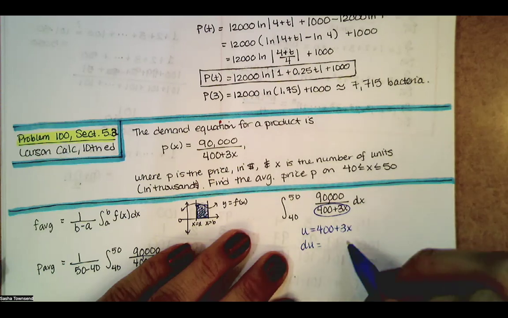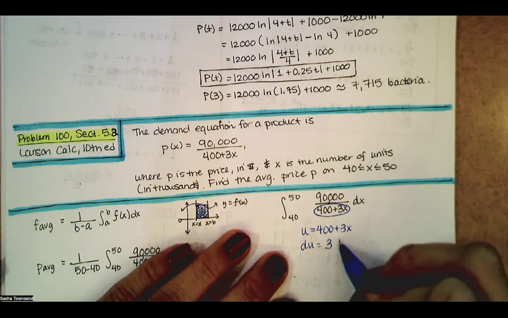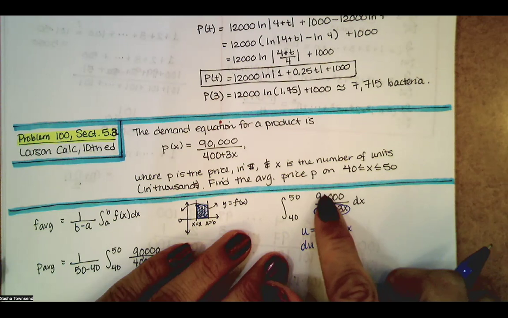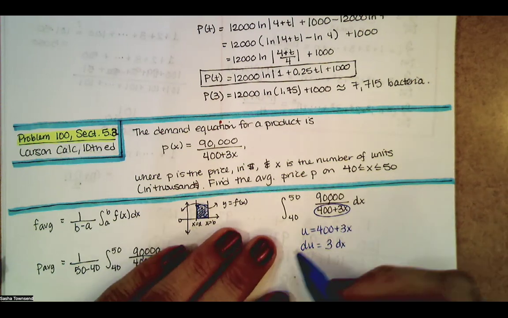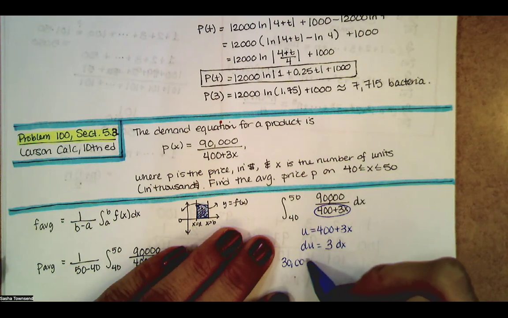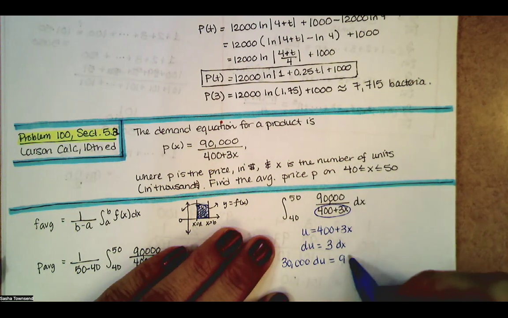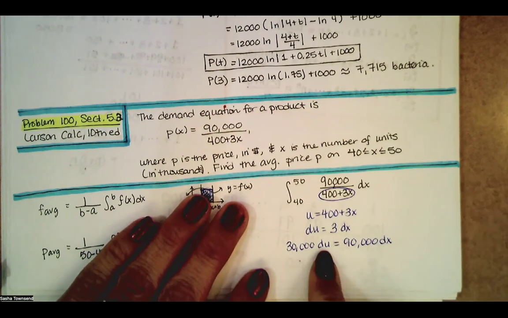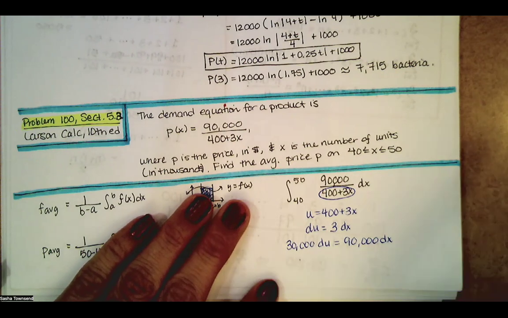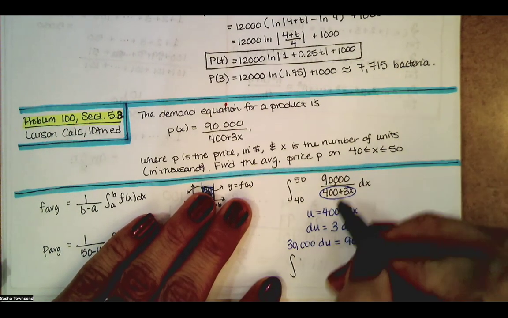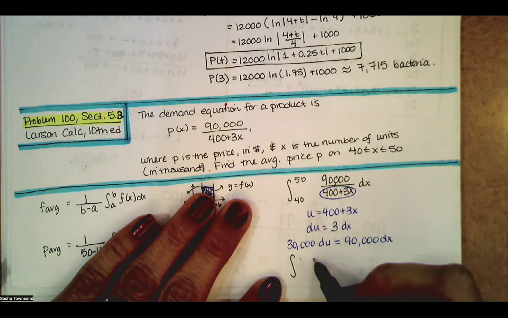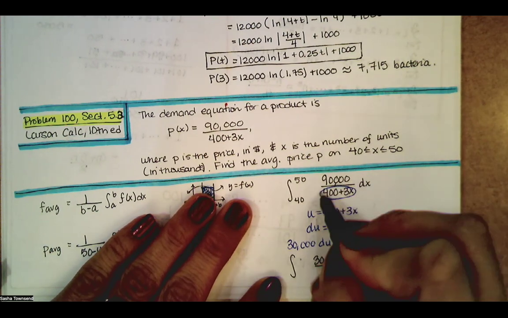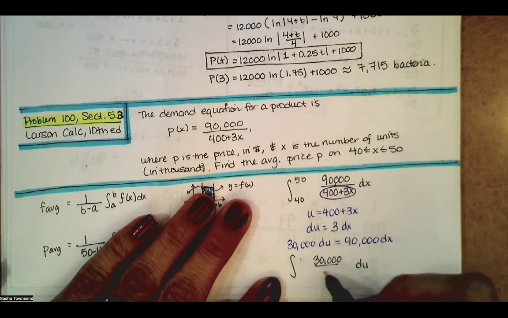That's the derivative of this with respect to x, which is 3, times dx. And we say, do we have a 3 dx as a factor up there? We don't have a 3 dx, but we have a 90,000 dx. So I guess I could multiply both sides of this by 30,000. So 30,000 du turns out to be 90,000 dx. That 90,000 dx can now be replaced by 30,000 du. And our integral can be written as this 90,000 dx replaced by that 30,000 du. So we have 30,000 in the numerator divided by 400 plus 3x, which is actually our u.